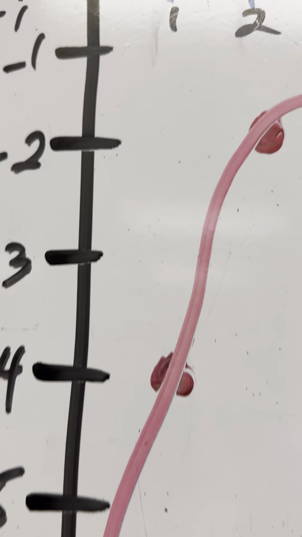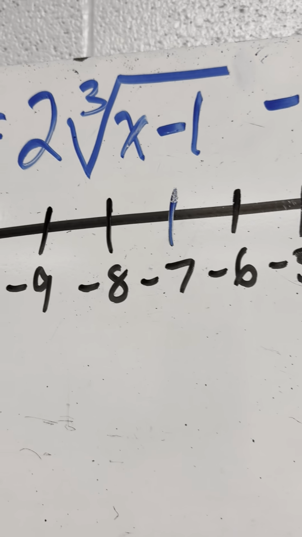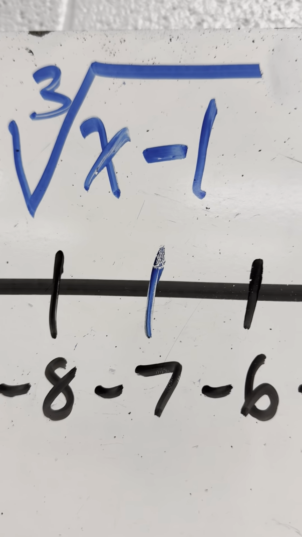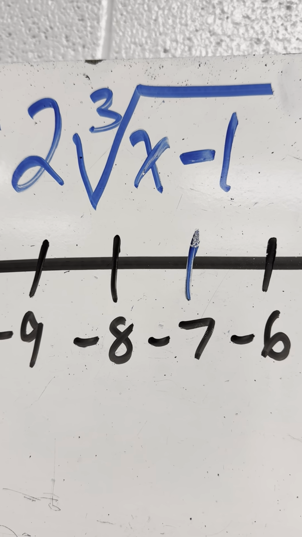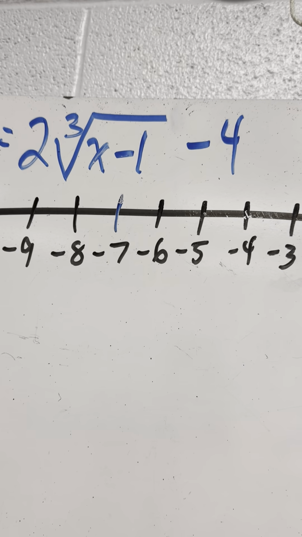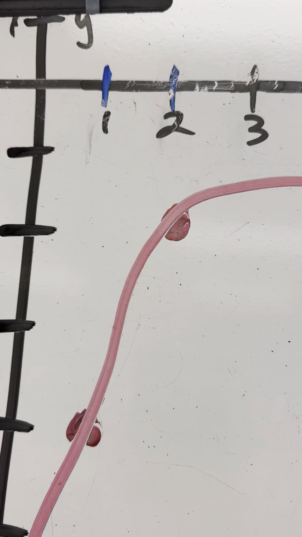So 1, negative 4. Next, I'm going to use 2. 2 minus 1 is 1. And the cube root of 1 is 1. 2 times 1 is 2. 2 minus 4 is negative 2. So I've got 2, negative 2.